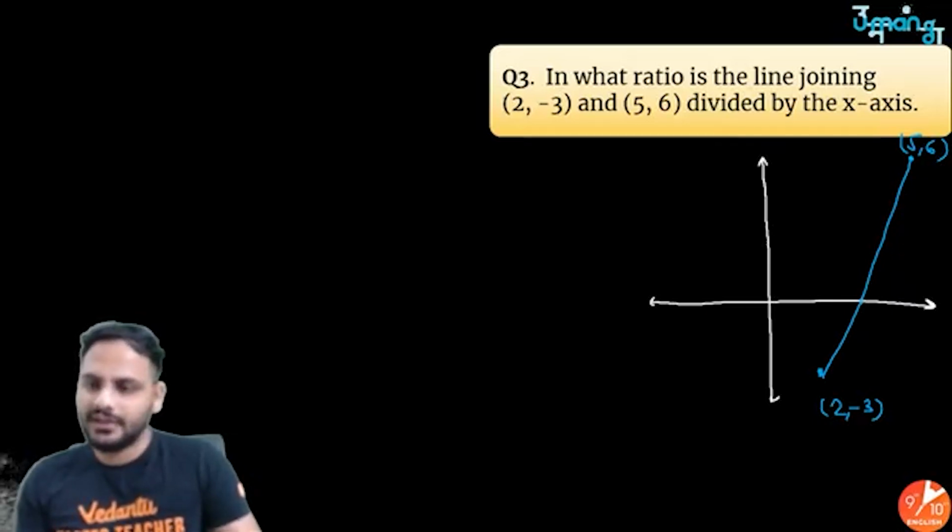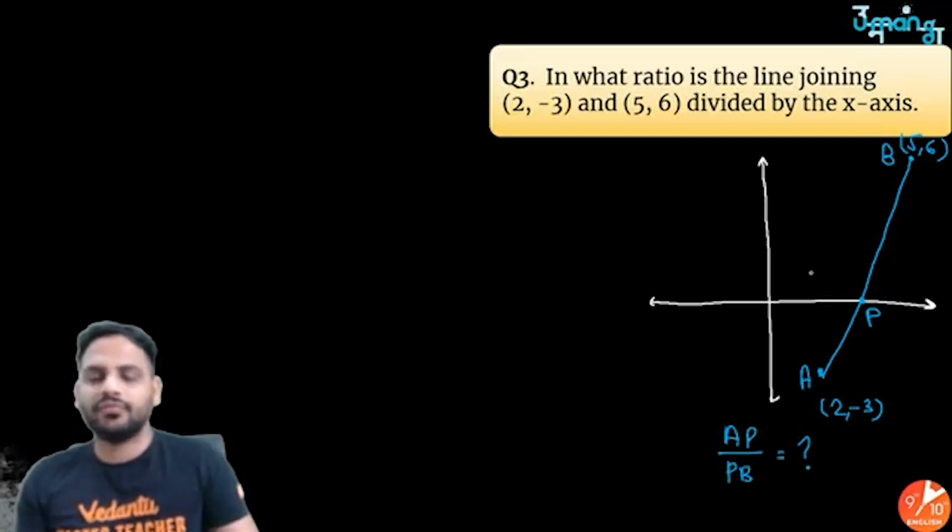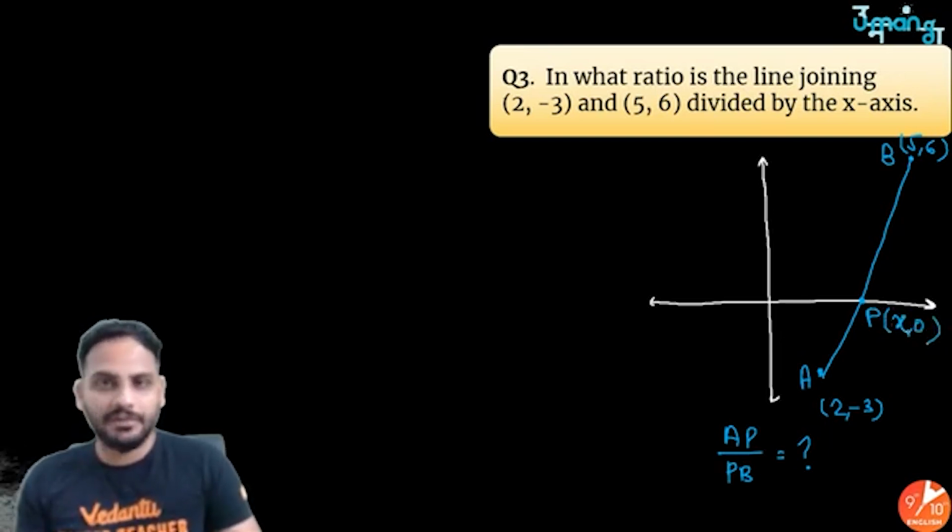So they are saying, in what ratio is this line being intersected? Suppose this is your point A, this is your point B, and this is your point P. They are asking what is this ratio, AP upon PB. Beta, I don't know the ratio, but since P is on the x-axis, the coordinates of P will be (x, 0). The x coordinate can be anything, the y coordinate must be 0.